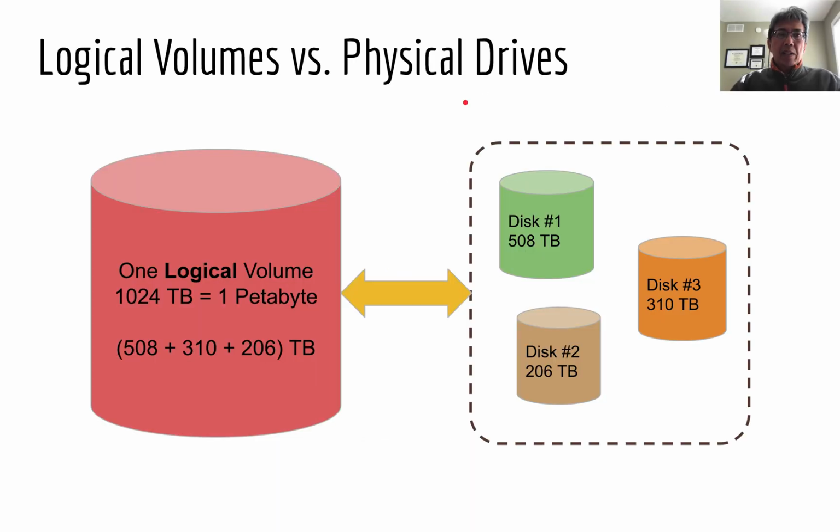And finally, modern operating systems also give you a feature that will let you organize several physical drives into one logical volume. So in this example, you see physically your computer may have 3 separate physical drives of different capacity. So let's say disk number 1 has a capacity of 500 plus terabytes, the second disk has a capacity of 200 plus terabytes, and the third one has a capacity of 300 terabytes.